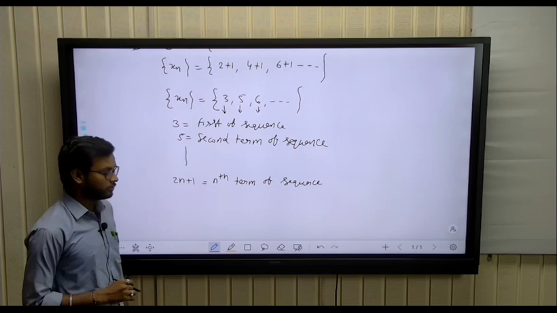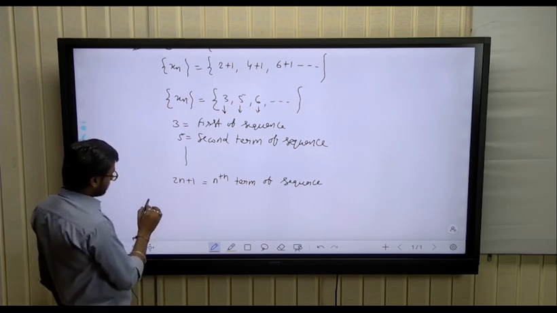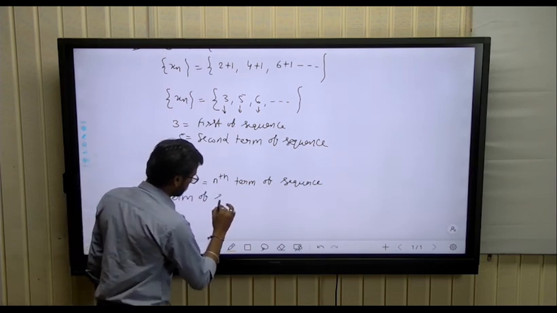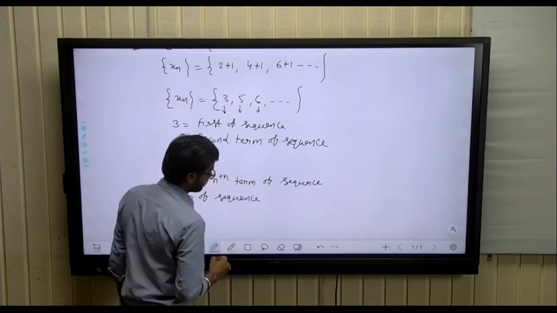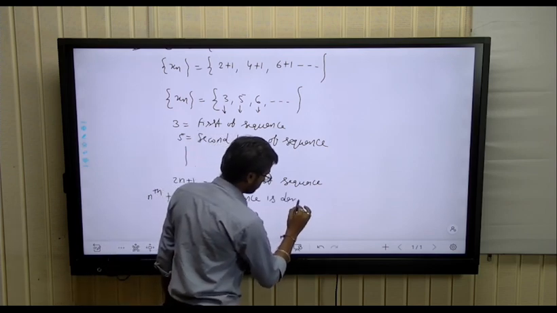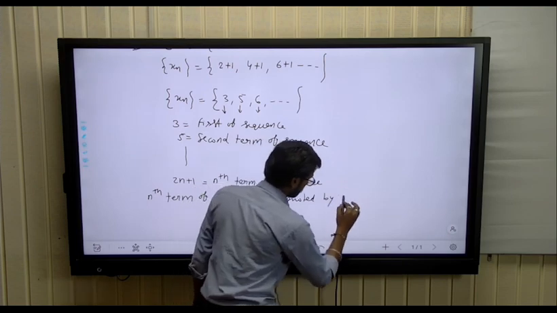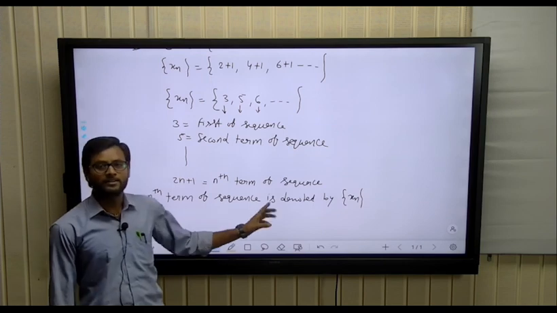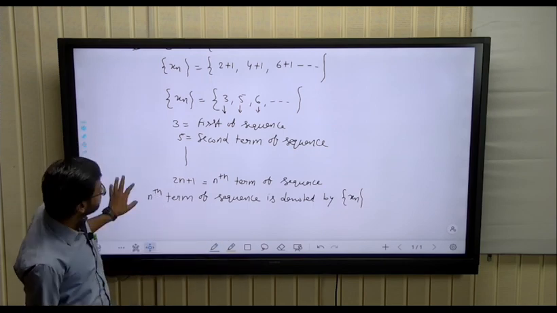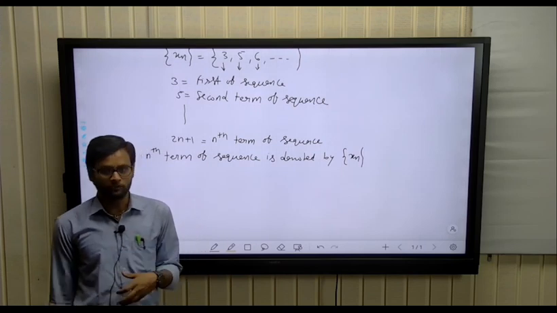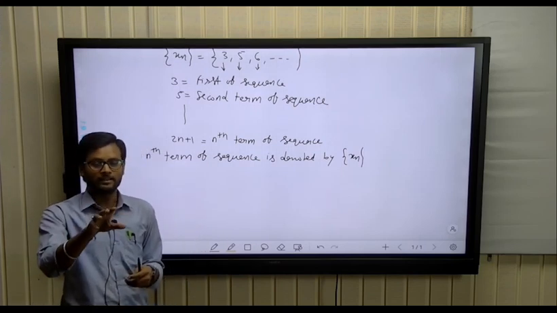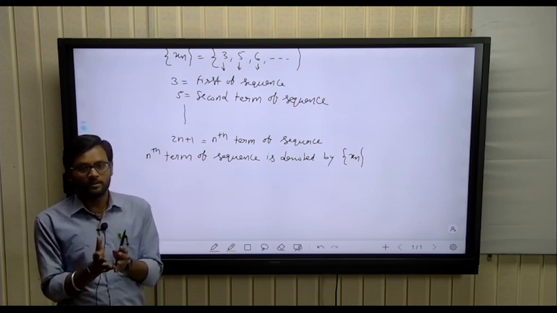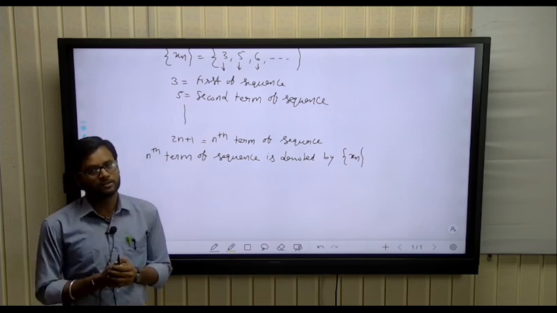Okay, this is the nth term of a sequence, and here the nth term of a sequence is denoted by xn. So here we study how we write the terms of a sequence. Suppose you give the xn, if you give the sequence, and then I ask what are the terms of the sequence. This is the general method to write down the terms of a sequence.